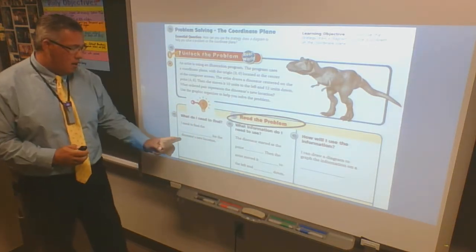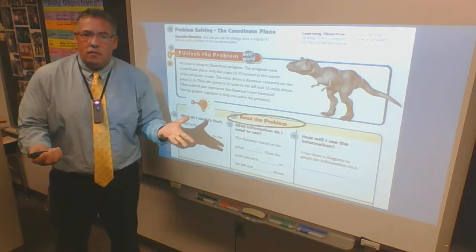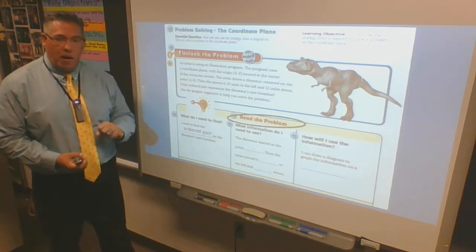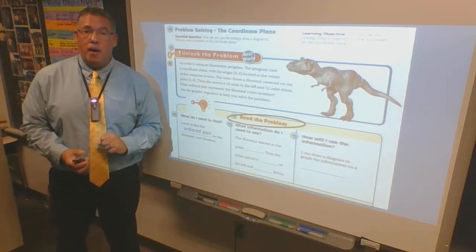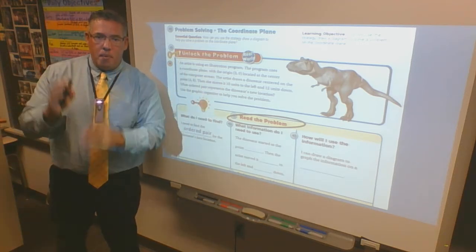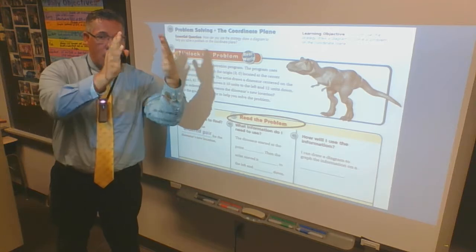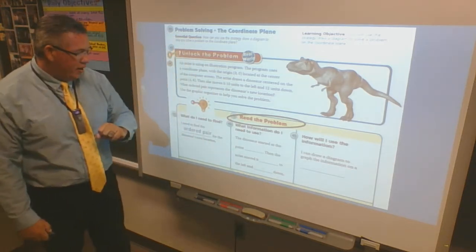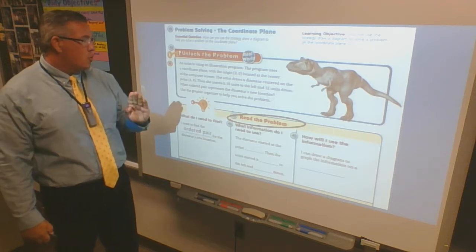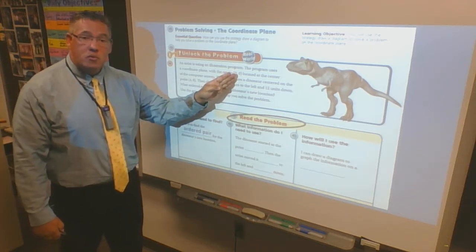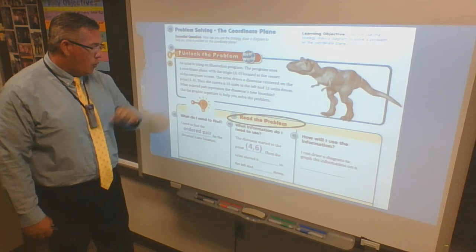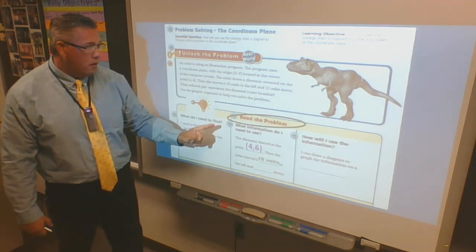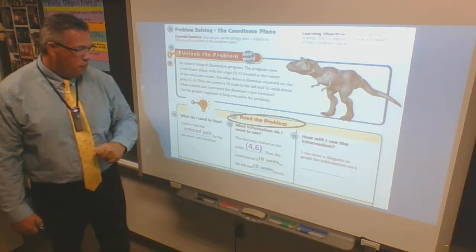So we start with asking, what is it that I need to find? It says I need to find the ordered pair. So that's my answer. I need to find an ordered pair. Ordered pair in parentheses, separated by comma, my X number first, my Y number second. What information do I need to use? Well, I need to know where the dinosaur started, and it wasn't 0, 0, right? It's 4, 6. And then I know I'm moving to the left 10 and I'm moving down 12.